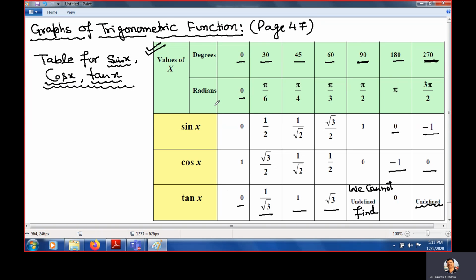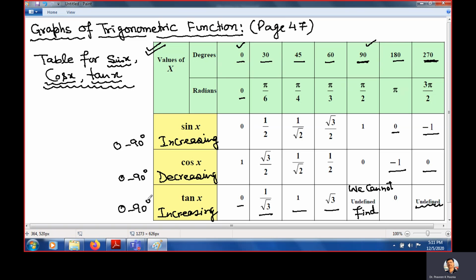And remember, between 0 and 90 degree, sin x is an increasing function. Clear? Cos x is decreasing, and tan x is increasing. I am talking about the functions from 0 to 90 degree. Cos x is decreasing, and sin x and tan x are increasing from 0 to 90 degree. Okay, this is about the thing.